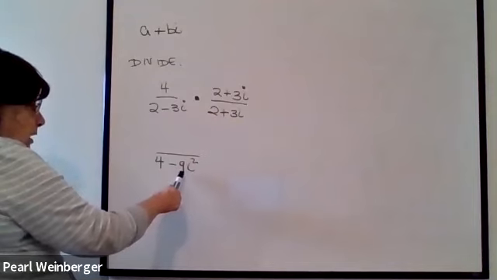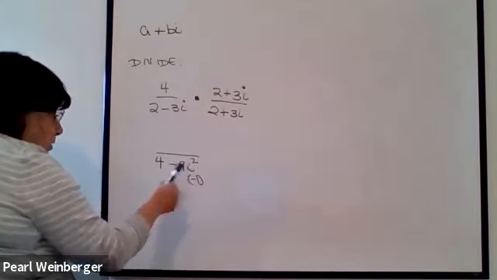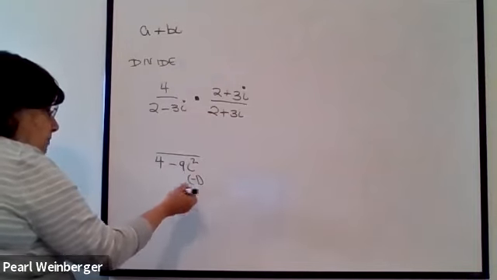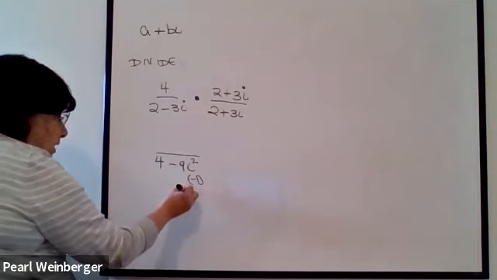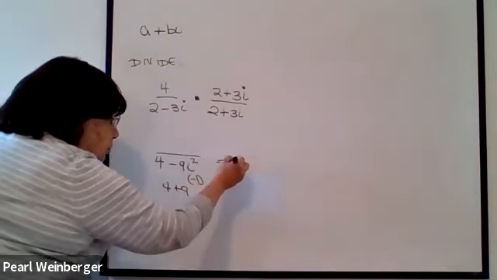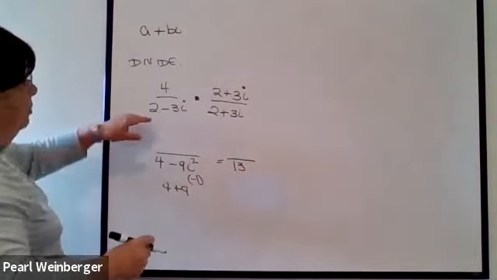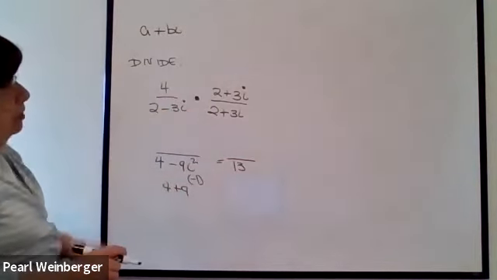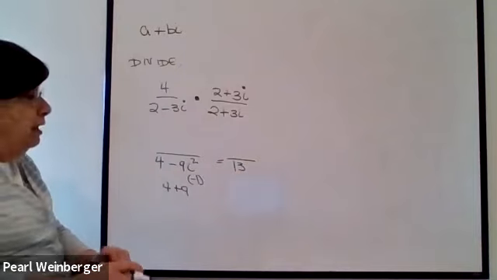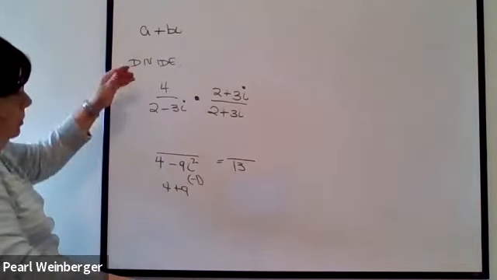And I can replace now this i squared with negative 1. So this will become negative 9 times negative 1, which is plus 9. So this is 4 plus 9, which is 13. My denominator, after I multiply it by the conjugate, comes out to be the plain real number 13, no i's in it. What about the numerator?